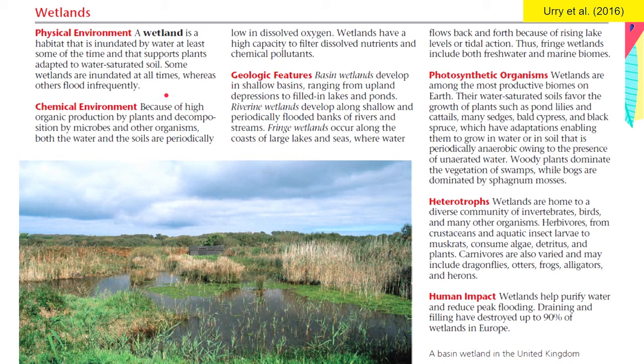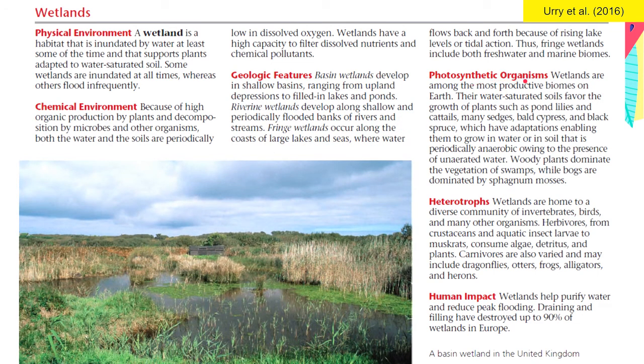In terms of chemical environment, okay, high organic production of plants and decomposition by microbes and other organisms. So they mostly have low dissolved oxygen. Geologic features, we've seen those basin wetlands, riverine wetlands, and fringe wetlands. Okay, so basin wetlands develop in shallow basins, so shallow ponds. Riverine wetlands, mostly rivers and streams. Fringe wetlands, they are found on the coast of large lakes and rivers.